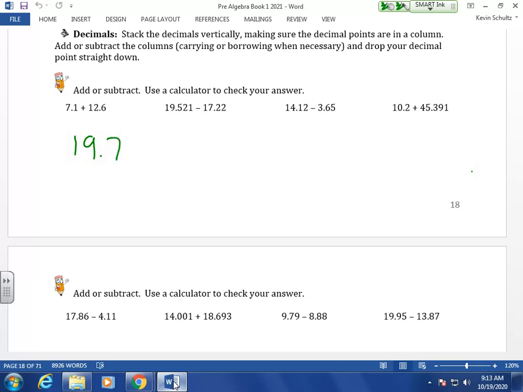Next one is 2.301. Third one in this row is 10.47. And the last one is 55.591.